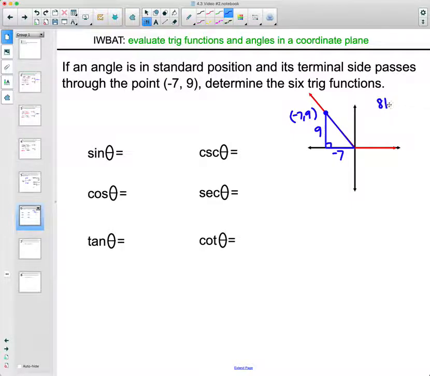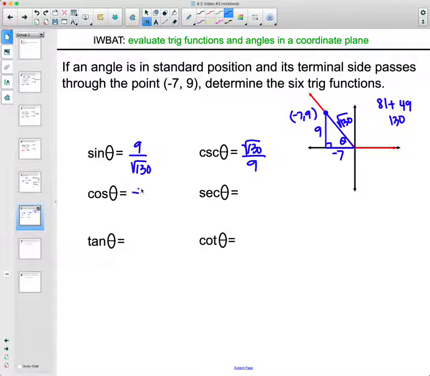So 81 is 9 squared. Negative 7 squared is positive 49. Add those together. So 81 plus 49, and you get 130. So then this one is square root 130 for that side. Now you have them all filled in, and here's your theta. So now you're just going to do all of these 6 trig functions from this filled in triangle. So sine is going to be opposite 9 over hypotenuse square root 130, and you could rationalize that. So then this is going to be square root 130 over 9.